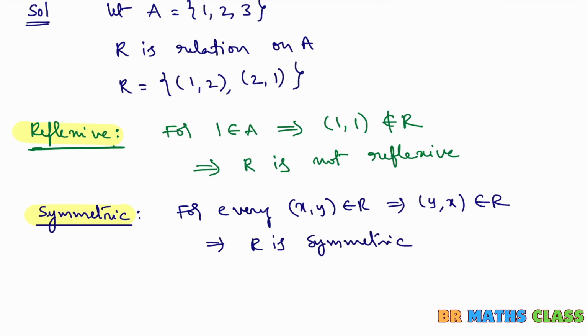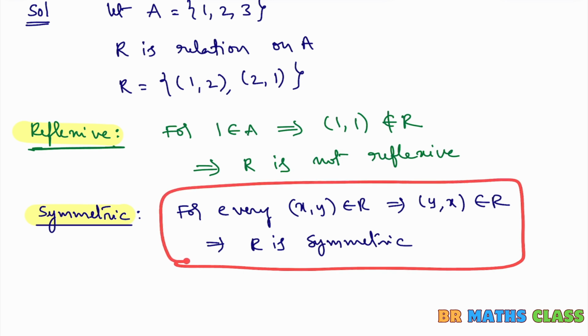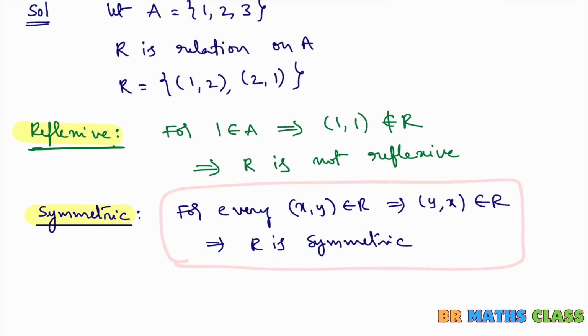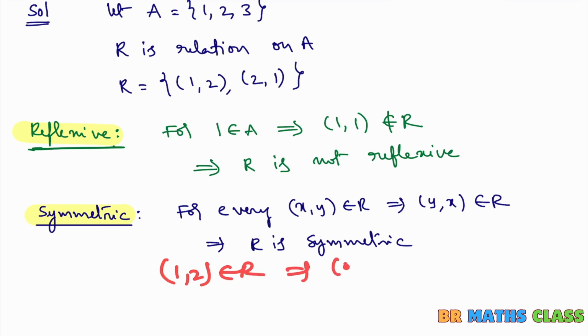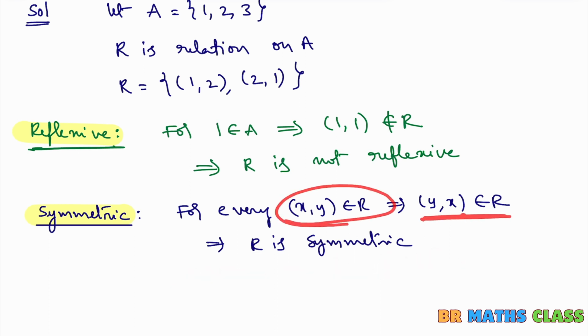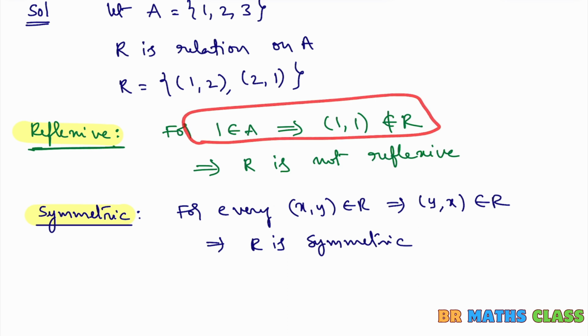You observe how I wrote the answer. I wrote the answer in the form of the definition. Here you cannot write like this: (1, 2) belongs to R implies (2, 1) belongs to R, that implies this relation is symmetric. If you say that, it is wrong. You need to write that for every ordered pair (x, y) in the relation, (y, x) is also present in this relation. Therefore, this relation is symmetric. Many students get confused in this. When it is not reflexive, you can give an example like this. When it is reflexive, then you cannot give a counterexample.